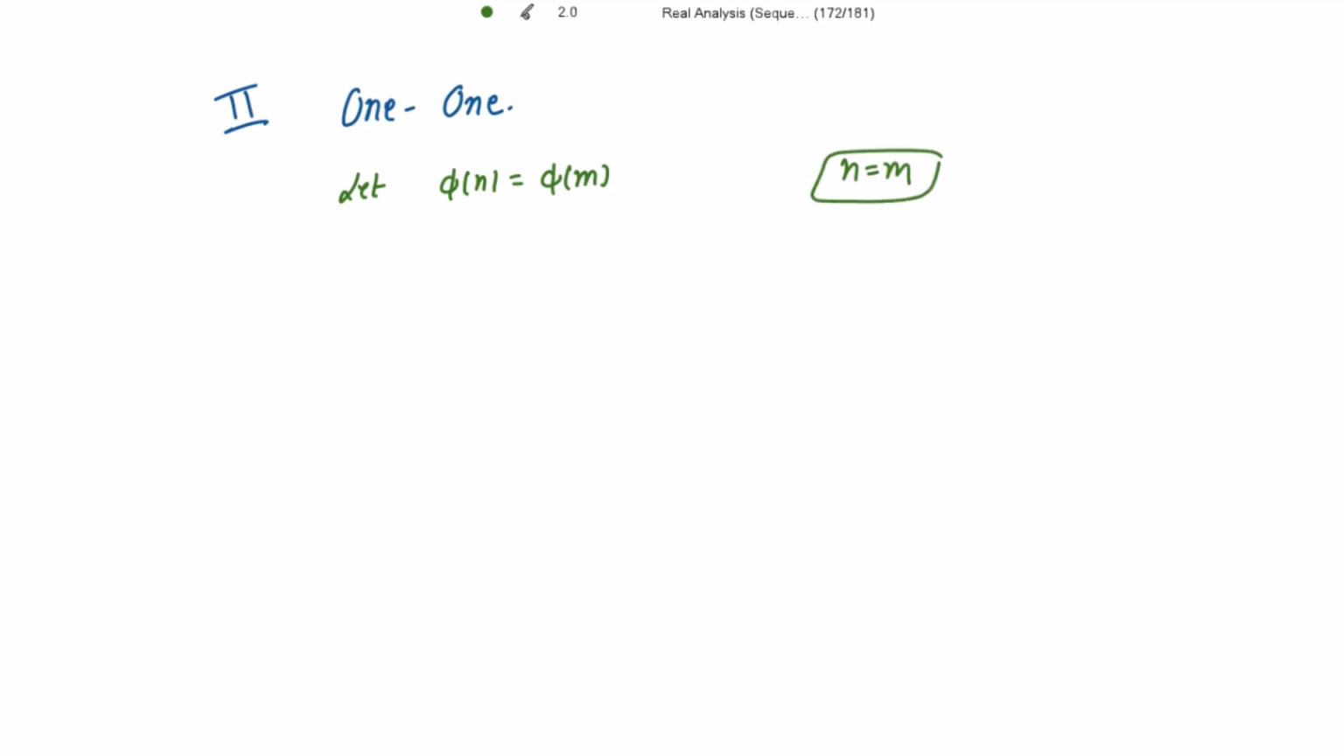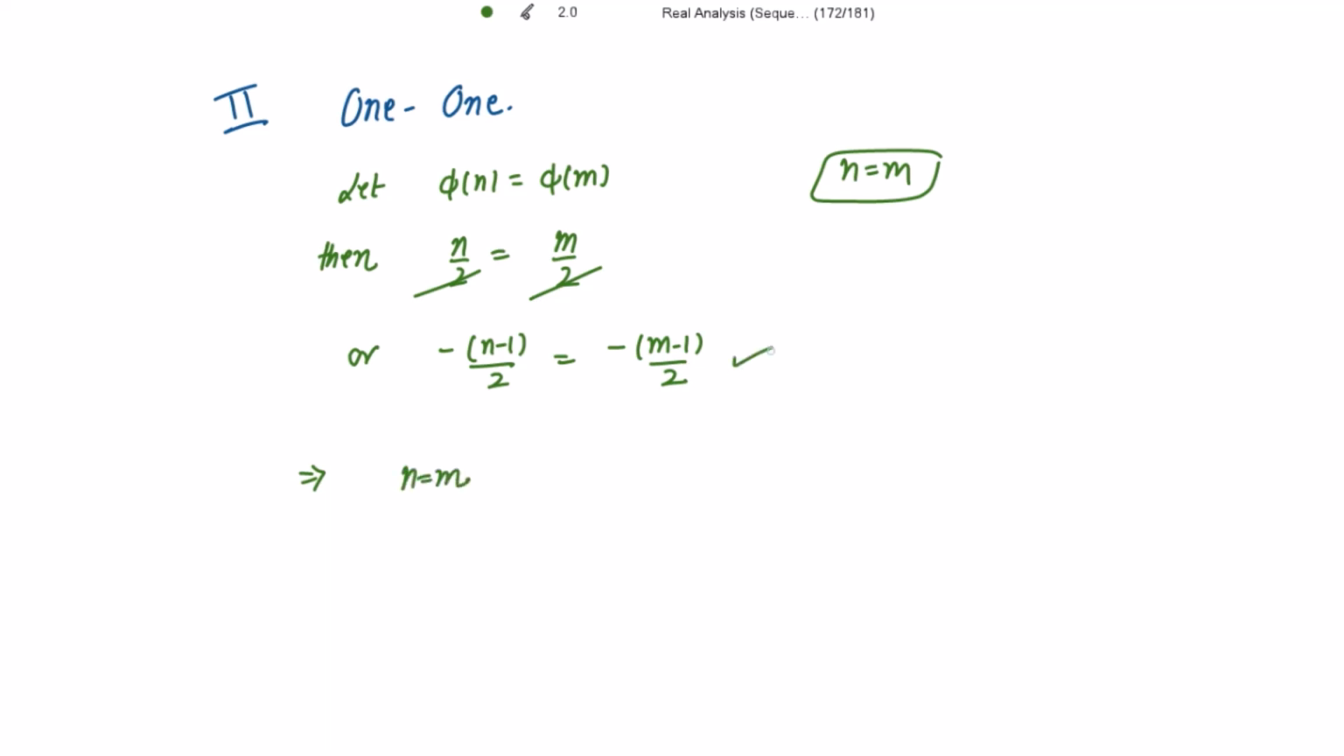By definition, what is phi of n? It is n divided by 2. So then, phi of n is n divided by 2. Similarly, phi of m is m divided by 2. This is for the even numbers. For the odd numbers, we write or: phi of n is negative of n minus 1 divided by 2, and phi of m will be negative of m minus 1 divided by 2. So this implies, if you cancel this 2 and this 2, you will get n is equal to m.